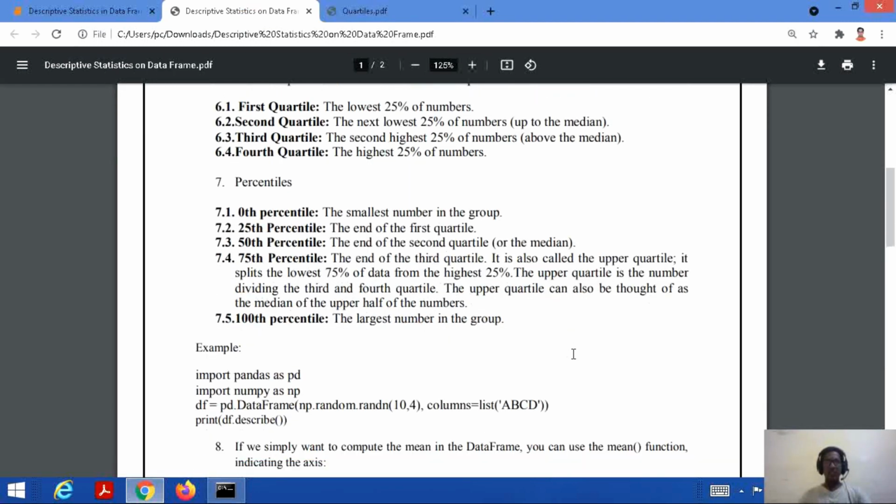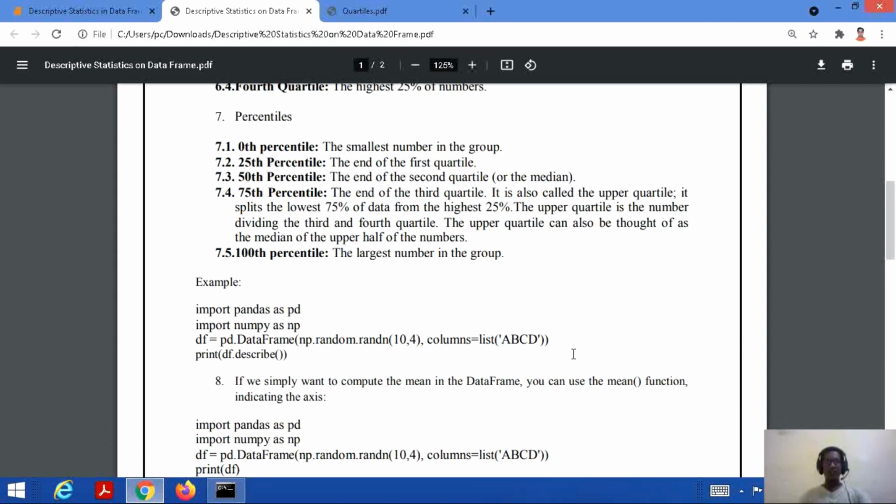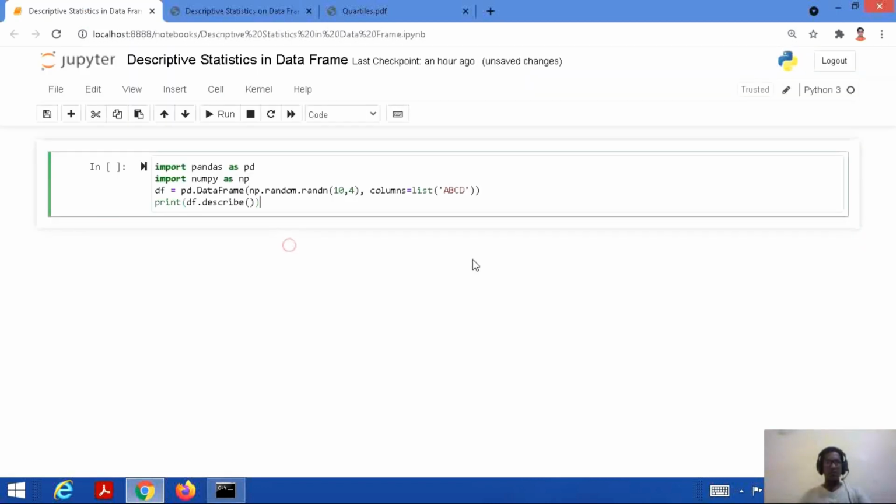Now let's consider one example, and then we will understand how Pandas is used in statistical operations. So here it is. Import pandas as pd, import numpy as np, df equals pd.DataFrame. So we are creating a data frame, and here we are taking the argument np.random.randn(10,4). That means we are creating a standard normal distribution with 10 rows and 4 columns, a table, and the distribution values are filled in this table with the help of random values.